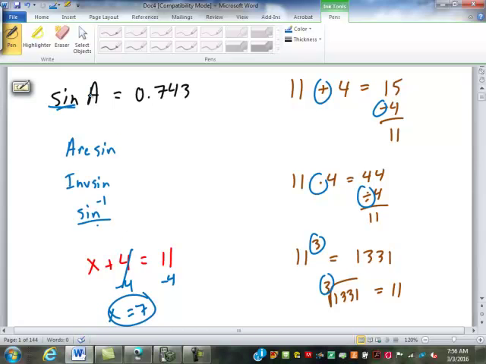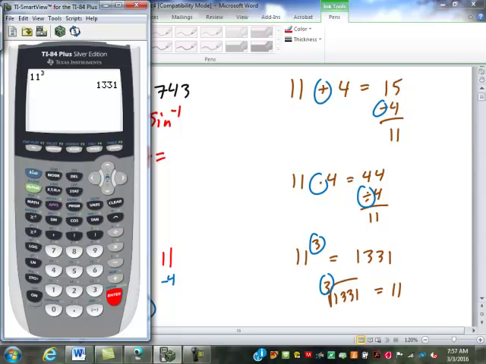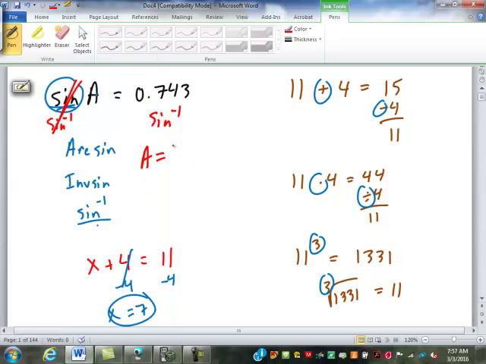Well, up here, think of A as like our variable. What's been done to A? The sine has been taken of it. So what am I going to do? The inverse sine. Well, the inverse sine and the sine cancel out, giving me A. The inverse sine of 0.743. Now this is where you have to do second sine. 0.743. 48 degrees, basically. 47.98, but we'll call it 48 degrees. Does that make sense?